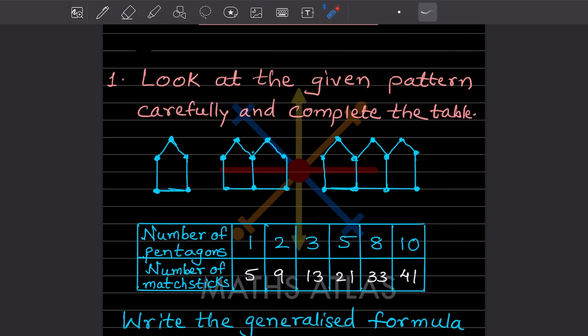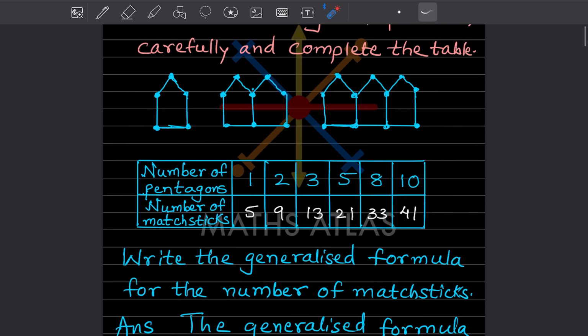So we have to think of what will be the formula for this. When the number of pentagons is 1, we have 5 and the difference should be 4. Directly also we can take the difference, but this is 5, so we have to think of one formula, isn't it? Because we cannot keep on drawing 5 pentagons and then 8 and 10. So we'll think of some formula.